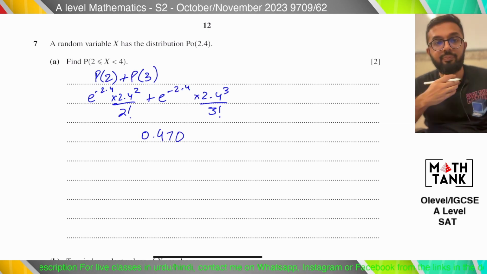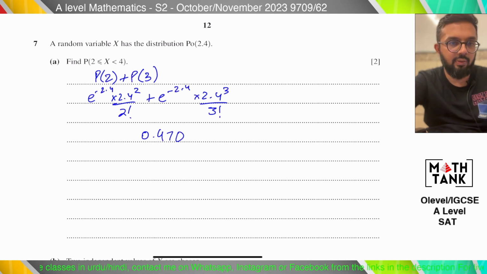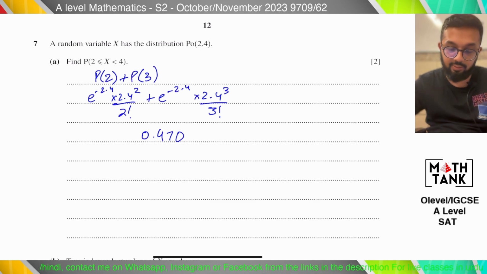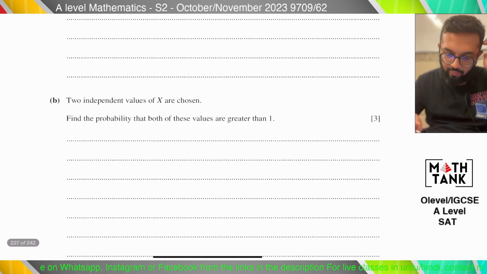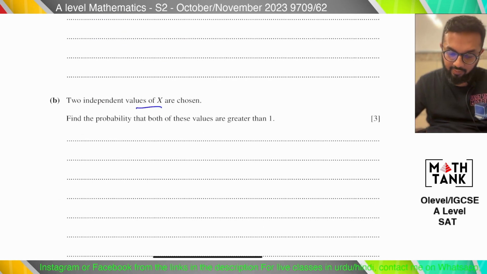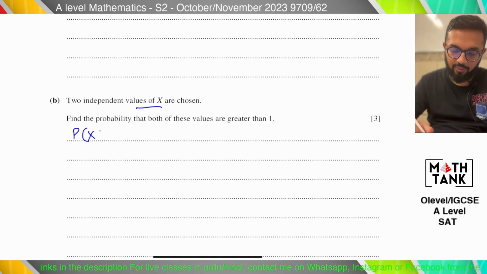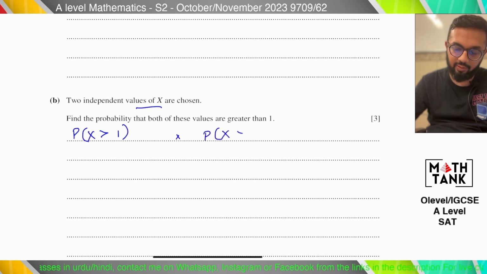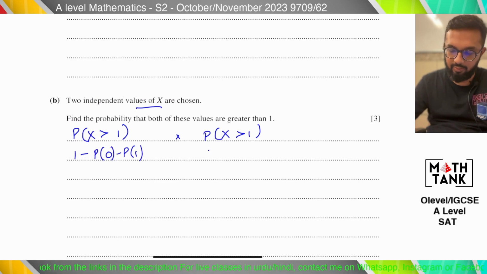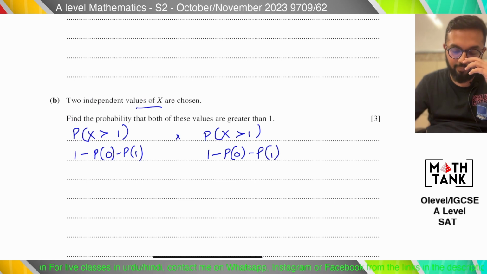470. Okay, let's check if that is the right answer. Took me a while to calculate. Then there's two independent values of x chosen. Find the probability that both of these values are greater than 1. The probability of x greater than 1 multiplied by probability of x greater than 1. Both are the same distribution, so this is 1 minus probability of 0 and probability of 1, and this is also the same.